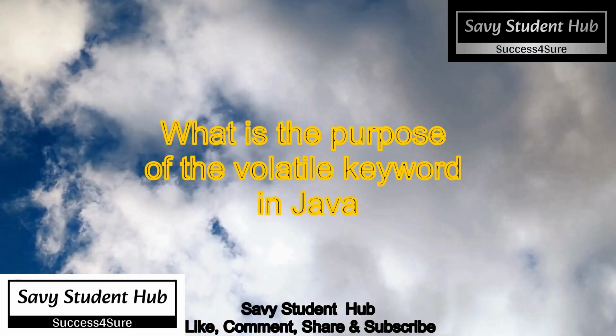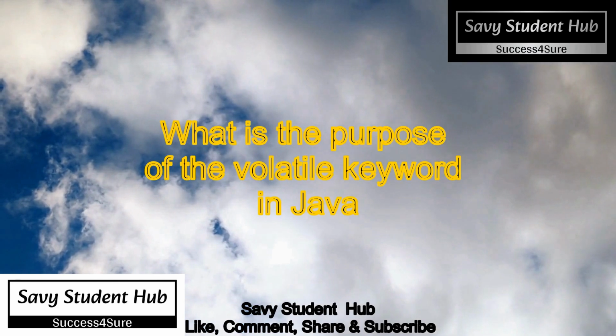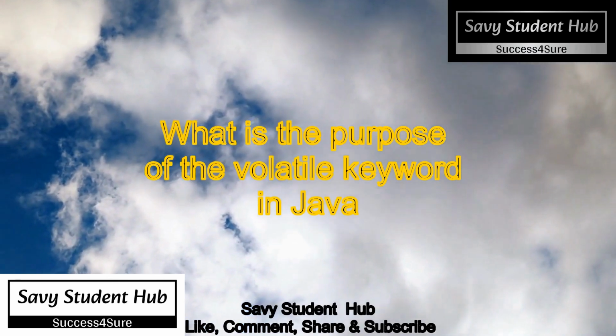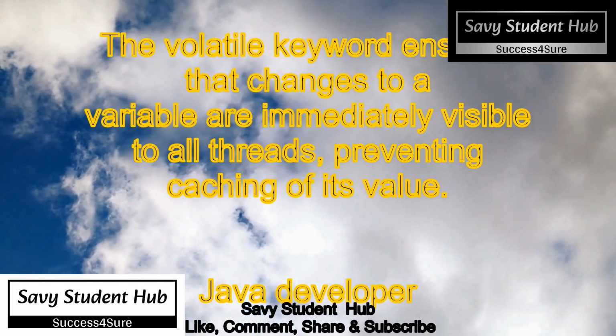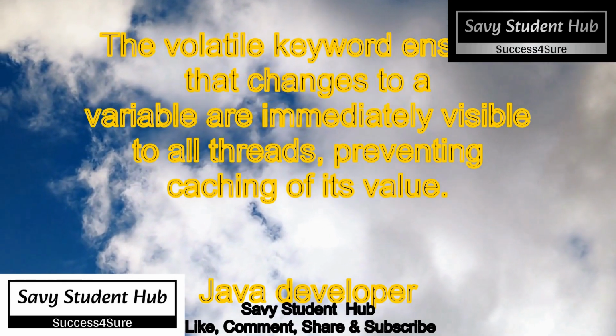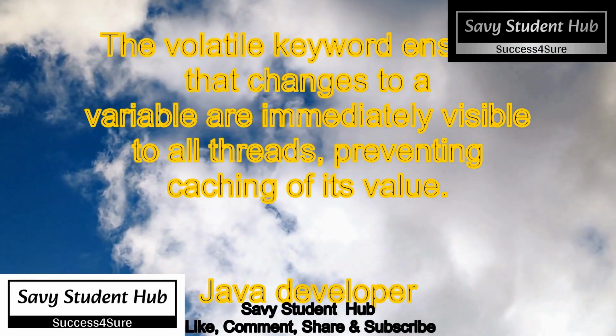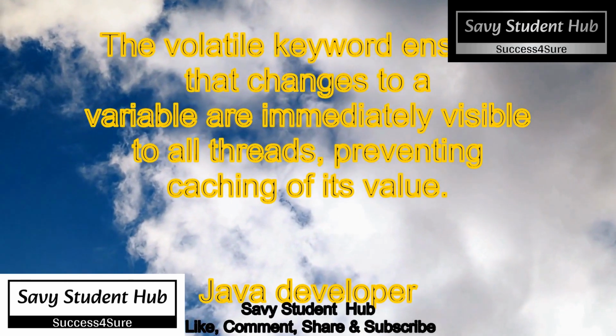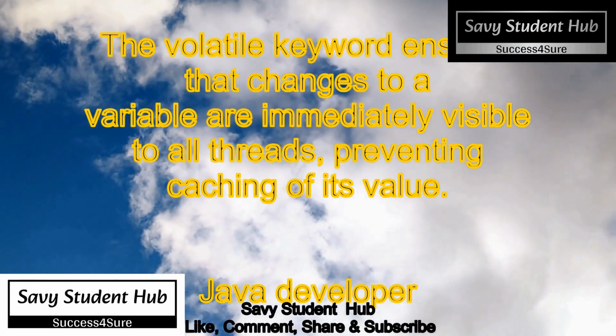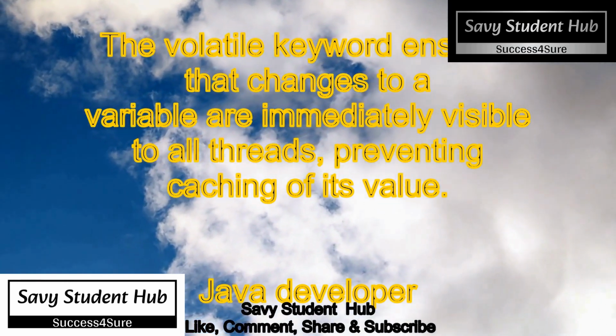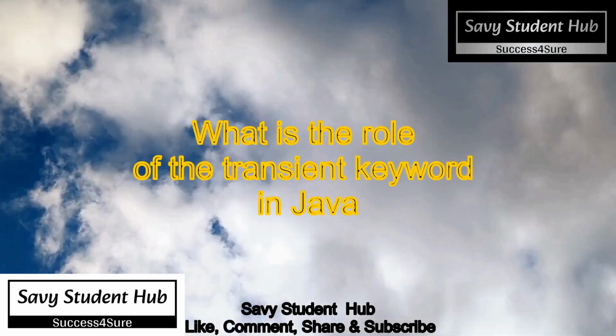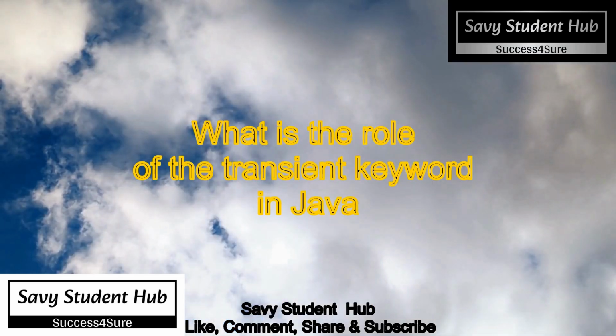What is the purpose of the volatile keyword in Java? The volatile keyword ensures that changes to a variable are immediately visible to all threads, preventing caching of its value. What is the role of the transient keyword in Java?